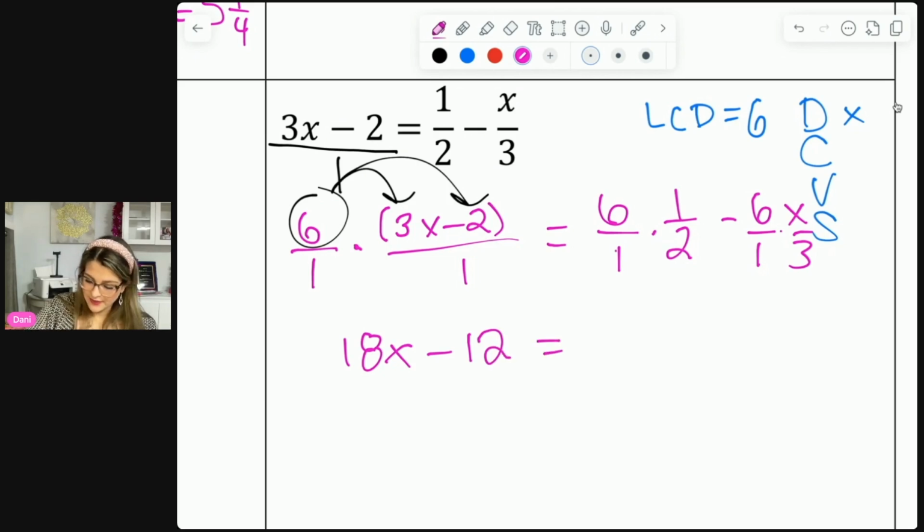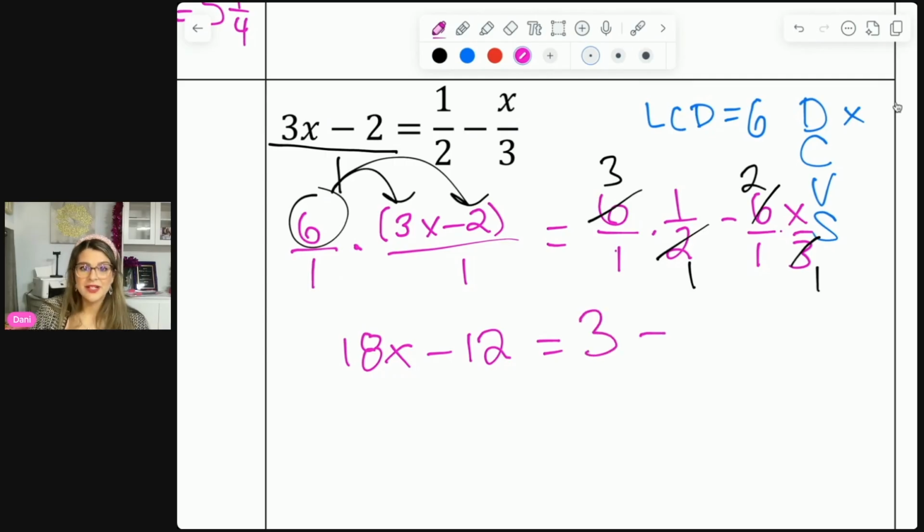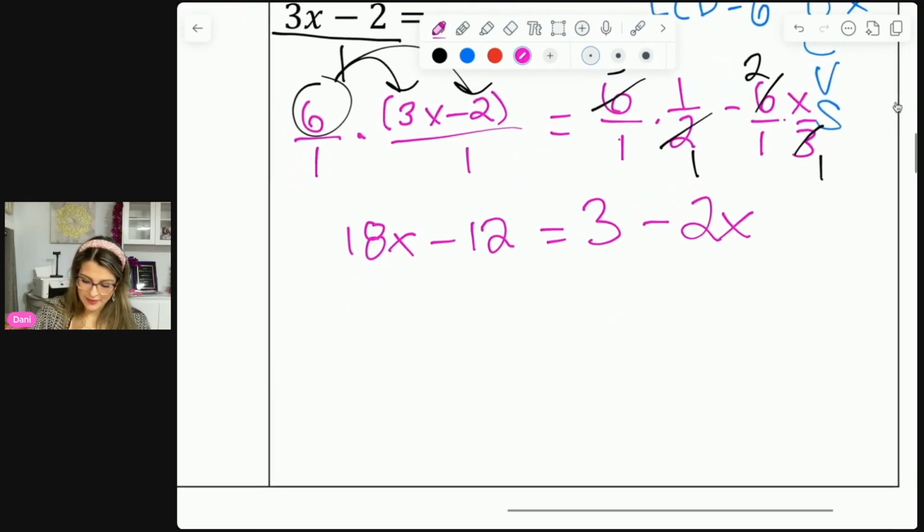Okay, now the right-hand side, we got some cross-canceling going down. 6 over 2 is 3, so that 2 goes away, 6 becomes a 3. And then the other way, 6 over 3 is 2. Okay, so 3 times 1 is 3. Bring my subtraction sign down. 2 times x is 2x. Okay, a little bit nicer of a problem to look at, but we still have variables on both sides, right?